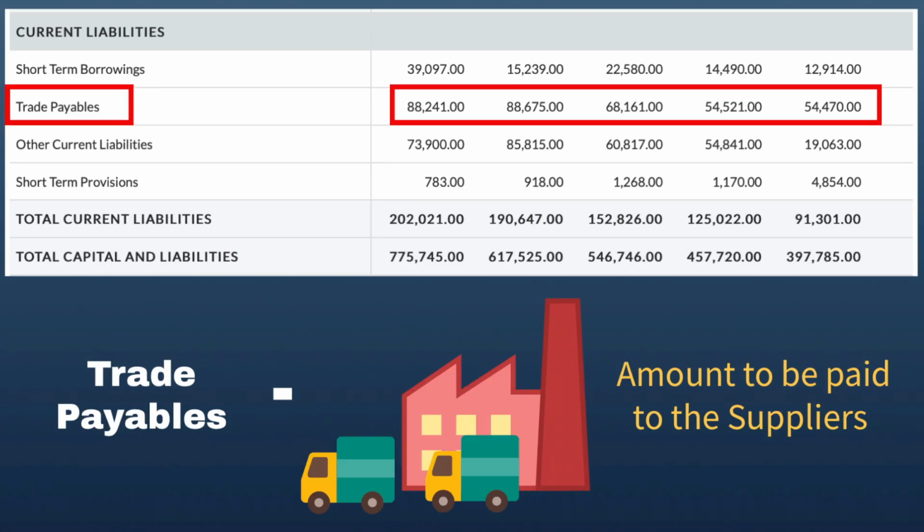Next would be trade payables. This is basically that amount where the bill is already made and is given to the company, but the amount is yet to be paid. So normally, when suppliers give raw materials to the company, they usually provide them on credit, where the company can pay back within 30 to 90 days. So all that amount which the company has to pay to the suppliers will come in trade payables.